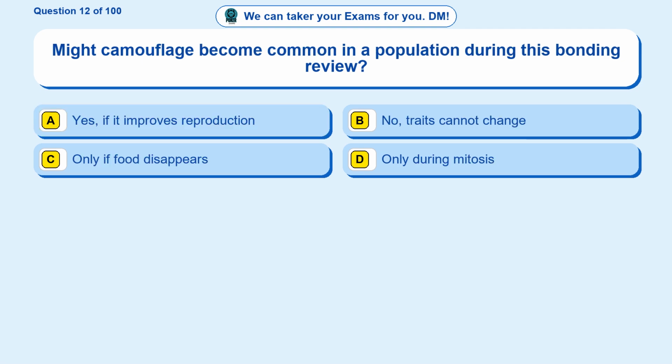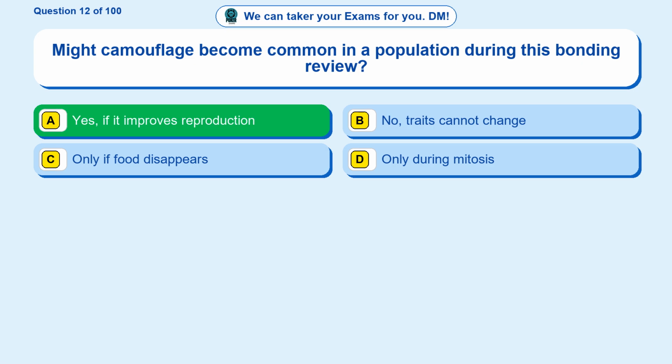Question 12. Might camouflage become common in a population during this bonding review? Option A. Yes, if it improves reproduction. Option B. No, traits cannot change. Option C. Only if food disappears. Option D. Only during mitosis.